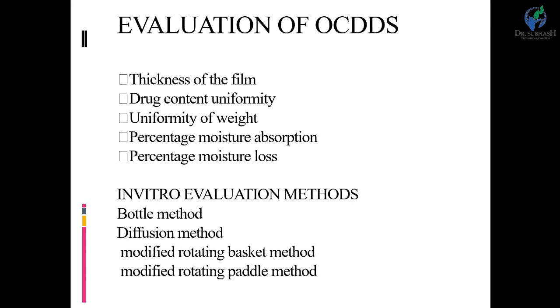The next is the modified rotating basket or paddle. Here, like the dissolution apparatus, we use basket and paddle. The dosage form is placed in the basket, and that assembly is connected with the stirrer. The assembly is lowered into the jacketed beaker containing buffer medium, and the temperature is set at 37 degrees Celsius. Then we rotate the stirred basket and take out samples at specific time intervals and analyze them. It is similar in the paddle also.